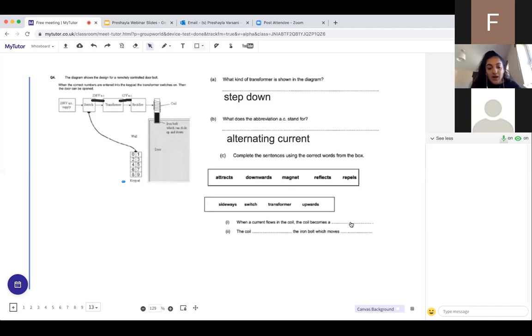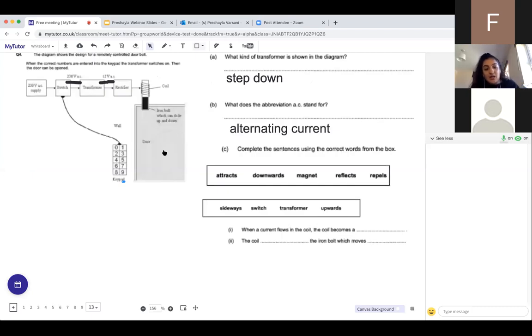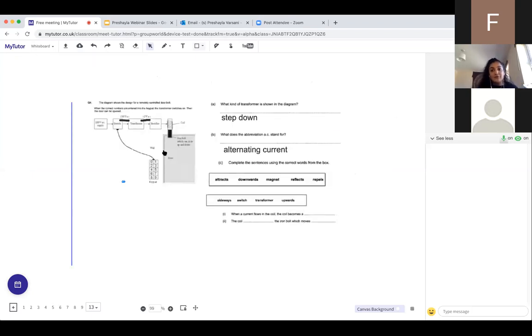Okay, so when a current flows, the coil becomes a magnet and the coil attracts the iron bolt. So remember, the coil is magnetized, so therefore it can attract a magnetic material, which is iron, so the iron bolt. So the coil attracts the iron bolt and lifts it upwards so that the door is unlatched and can be opened. The iron bolt can slide up and down. So that coil attracts the iron bolt and forces it upwards to unlatch the door.